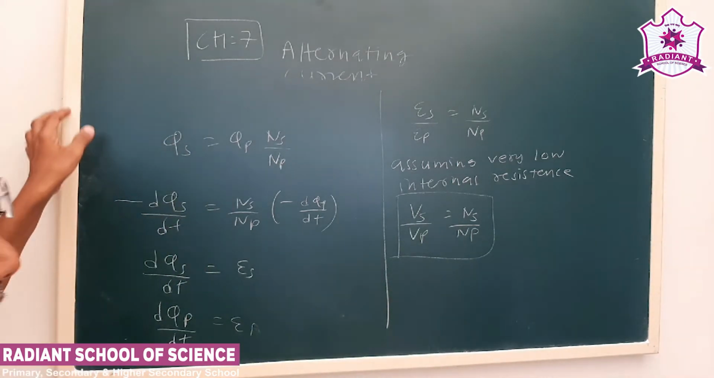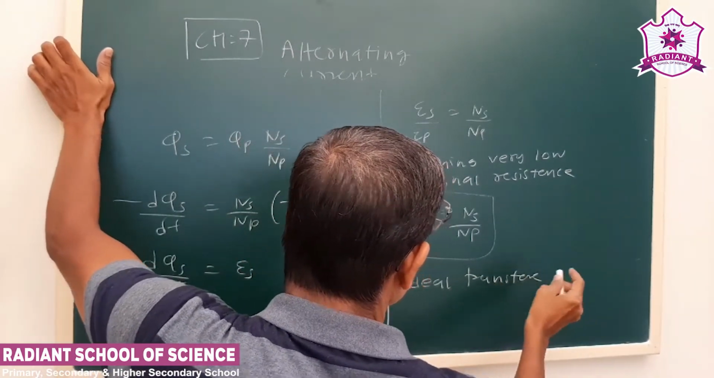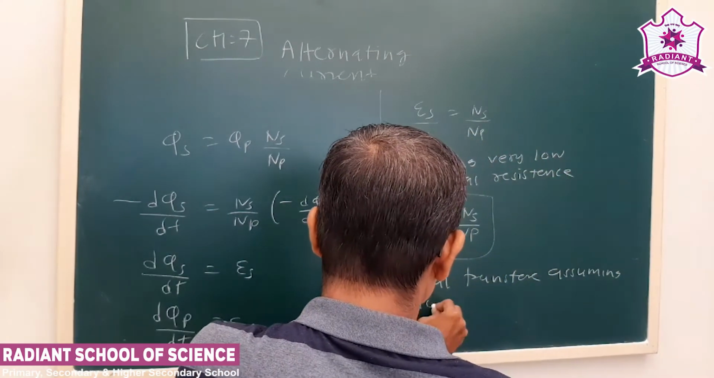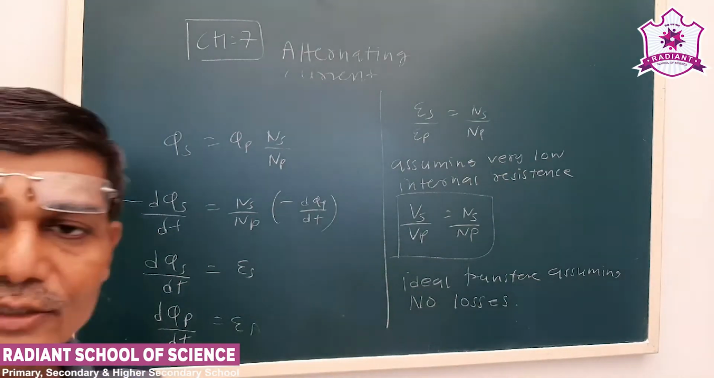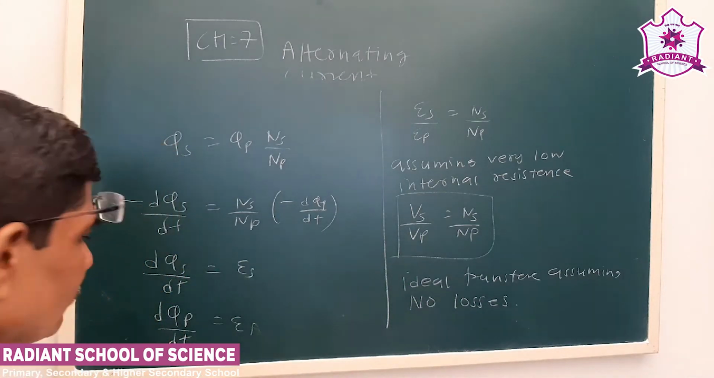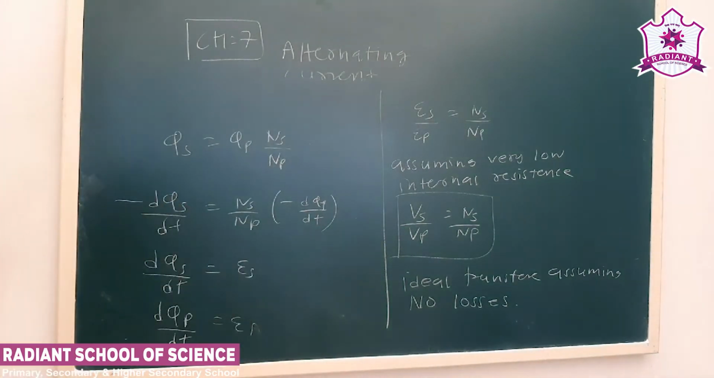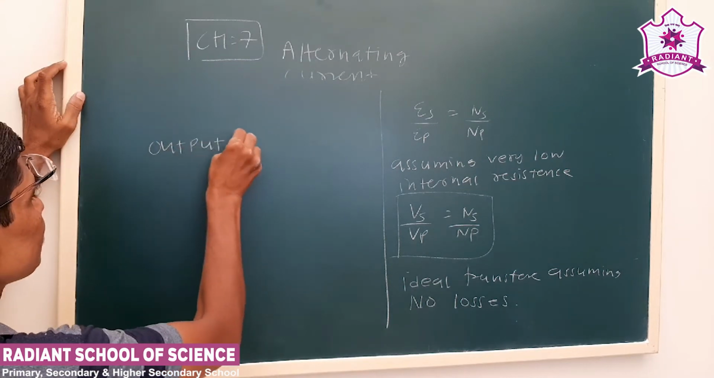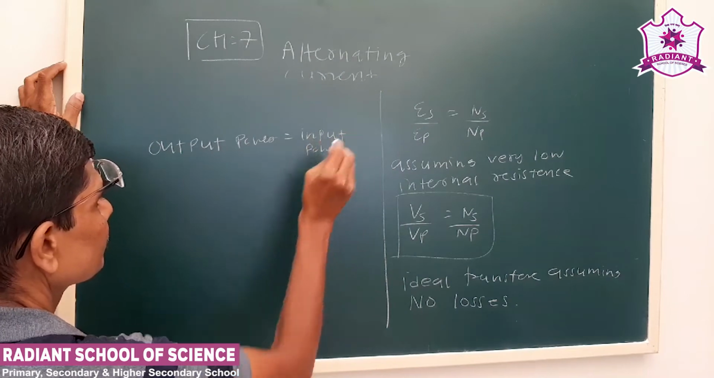Now see, ideal transformer, assuming no losses. In an ideal transformer, we assume no losses. We assume that whatever power comes to the input, the same will be transferred to the output. So we can say in an ideal transformer, output power is equal to input power.